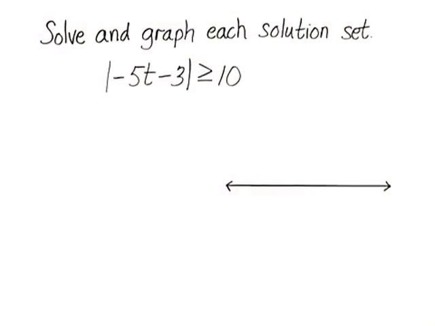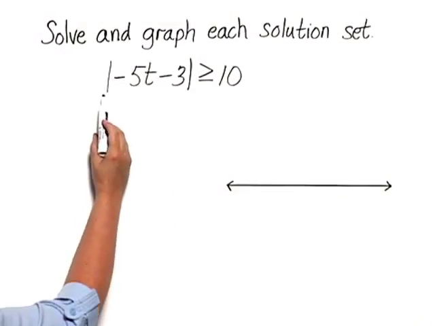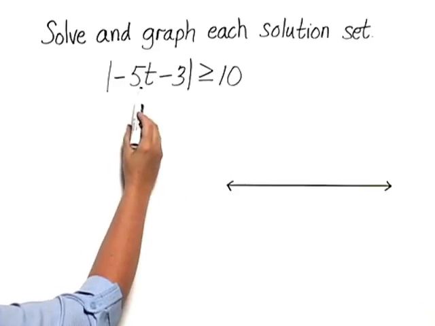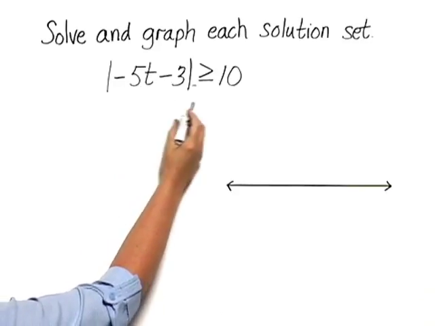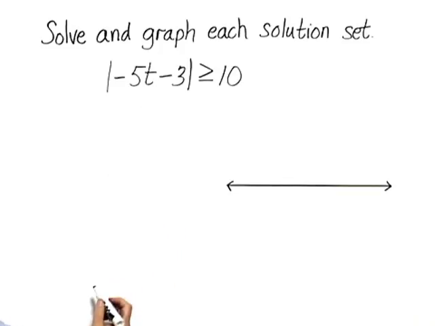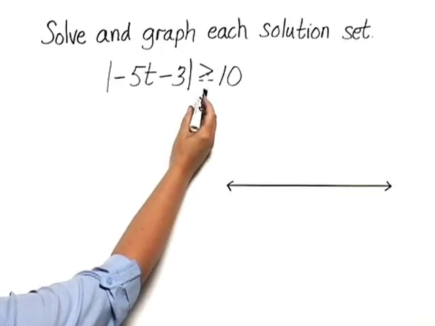Solve and graph each solution set. We have the absolute value of negative 5t minus 3 is greater than or equal to 10. Now we have a symbol greater than or equal to.